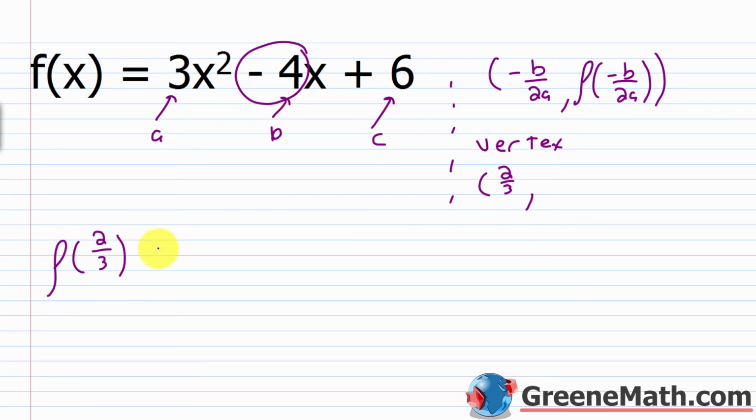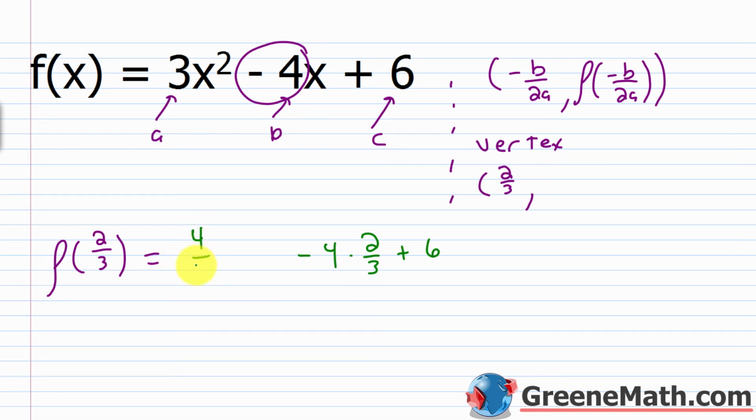It's f of -b over 2a. We found that -b over 2a was 2/3, so it's f of 2/3. So this would be equal to 3 times 2/3 squared minus 4 times 2/3 plus 6. If I squared 2/3, I would get 4/9. So this would be 4/9. And then 3 times 4/9, this would cancel with this and leave me with a 3 down here. So this would be 4/3.